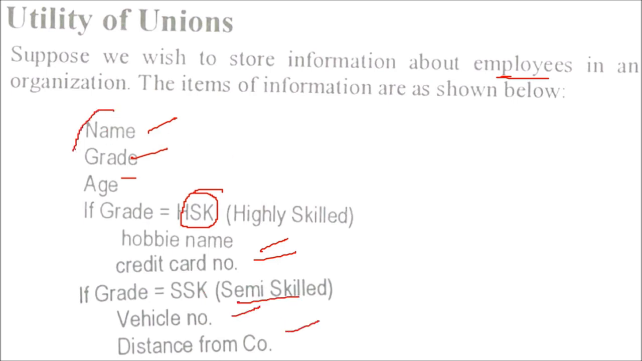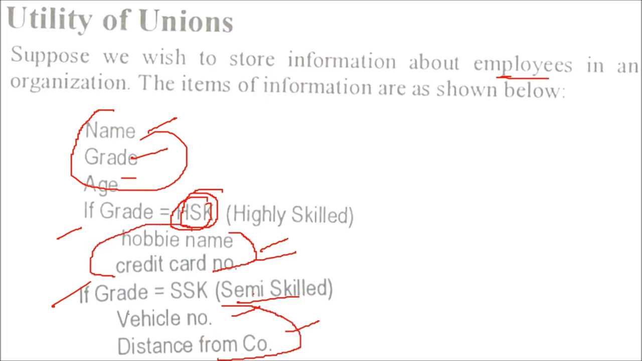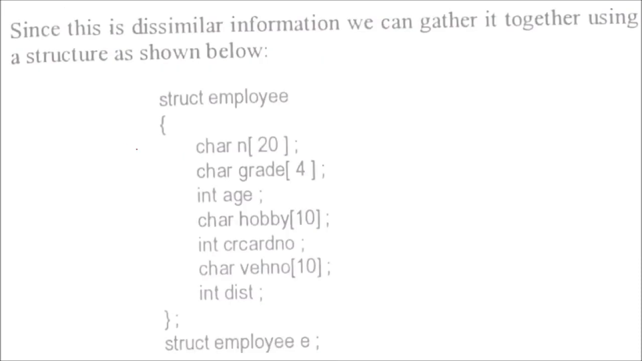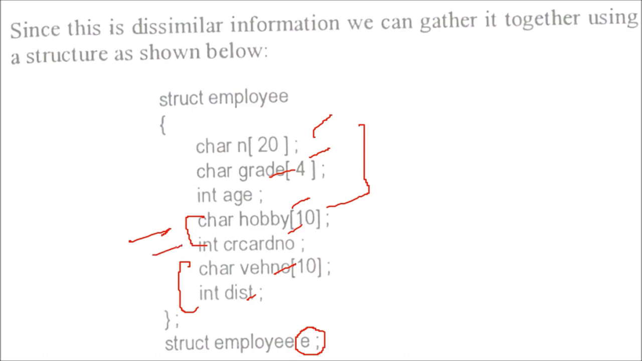So in this situation, this remains common for both. But if the grade is highly skilled, only these 2 will be taken. If it is semi-skilled, only these 2 will be taken. These 4 will not be taken every time. But if we make a structure, because we have dissimilar information, we need to keep it in a structure. So here we have grade, age, hobby, credit card number, vehicle number, and distance. If we make a variable E, then we know that 3 data will always be used. But these 2 are optional. Means if highly skilled or semi-skilled, according to that, this data will be used.